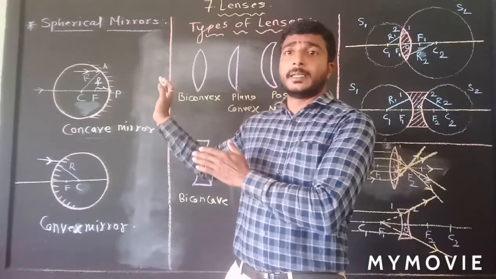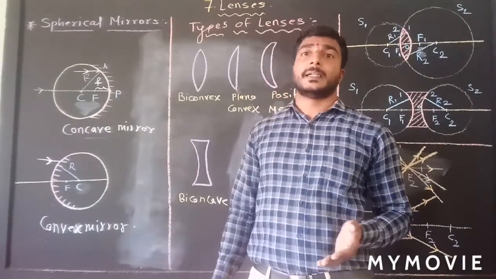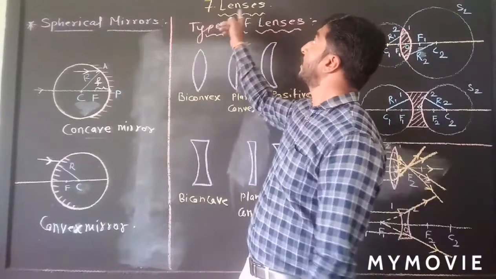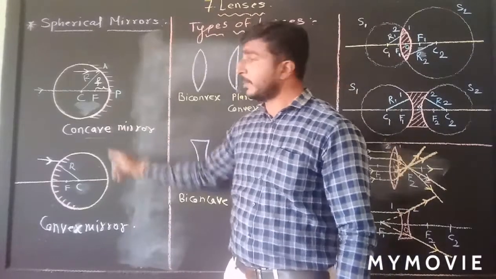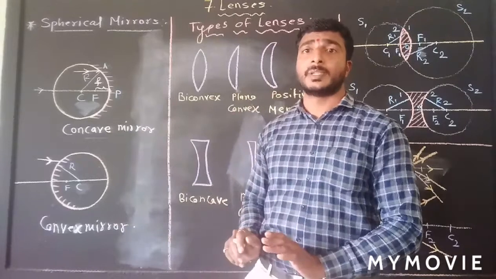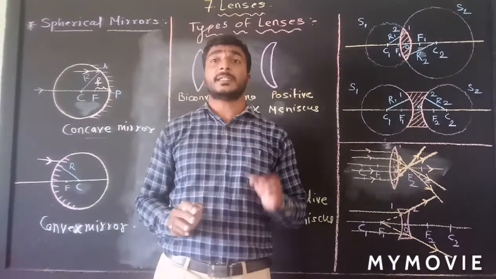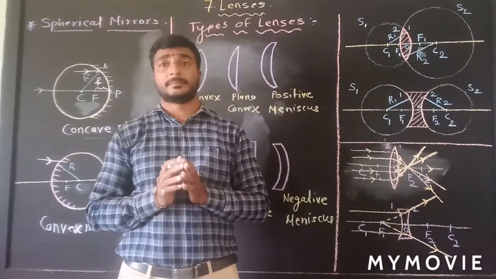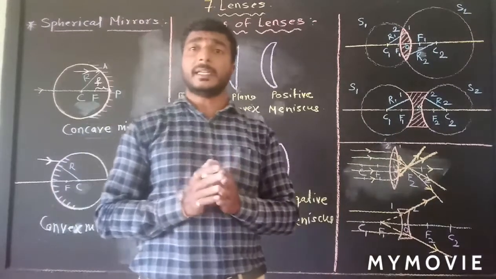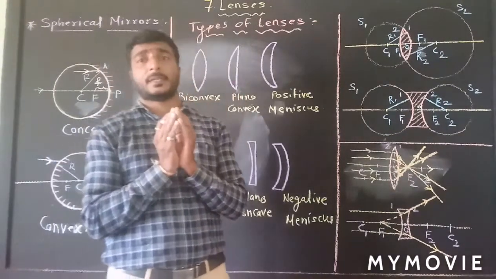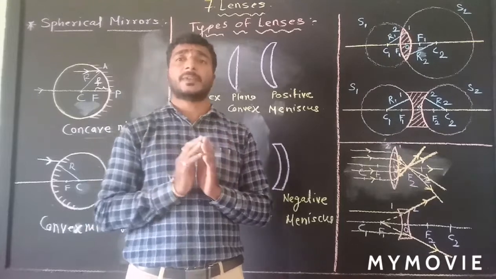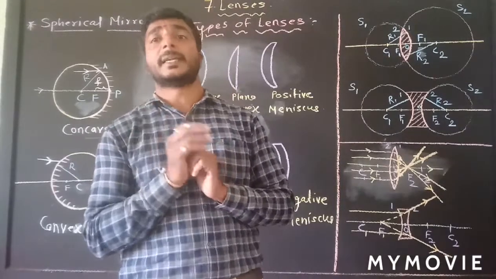In the spherical mirror, you get the reflection of light. But in this chapter we are going to learn about lenses, and the same terminologies are related to lenses also. So what is a lens? A lens is nothing but a transparent medium, a transparent material bounded by two surfaces, where at least one of the surfaces is spherical.